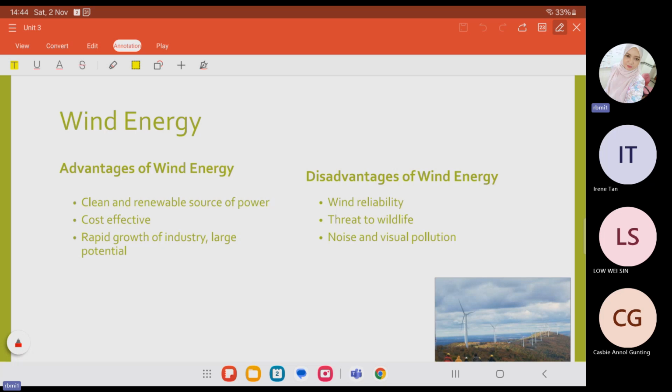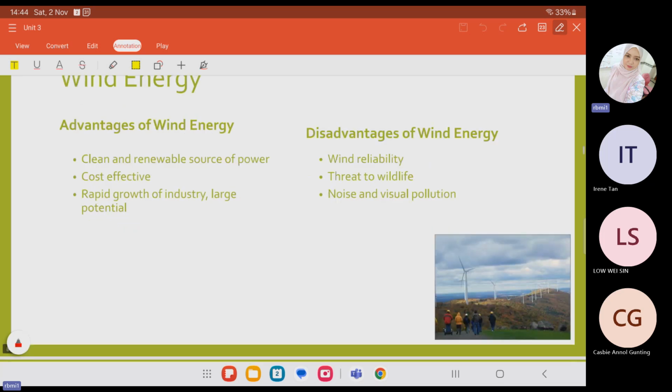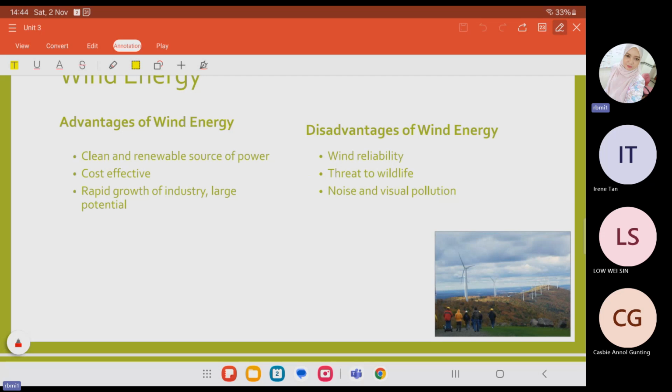And the ideal wind sites are often in remote locations in rural areas. As you can see here, we have a large wind site. And some people might say that this is visual pollution.